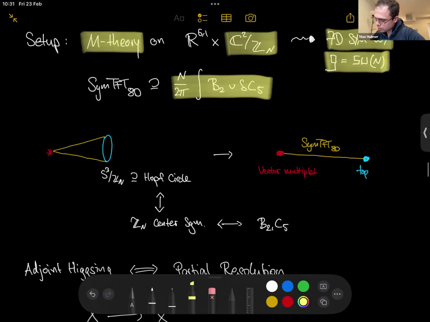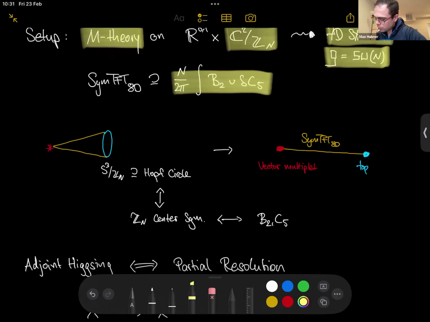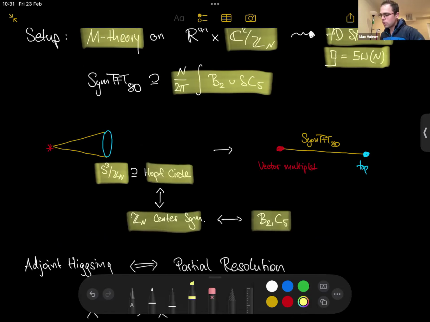And so here's the picture of the geometry. We simply have X mod Zn. It's a cone over S3 mod Zn. This cone has a Hopf circle, and this Hopf circle is the geometric analog of the Zn center. And so this Hopf circle is going to inform us about properties of this center symmetry and its backgrounds B2, C5.